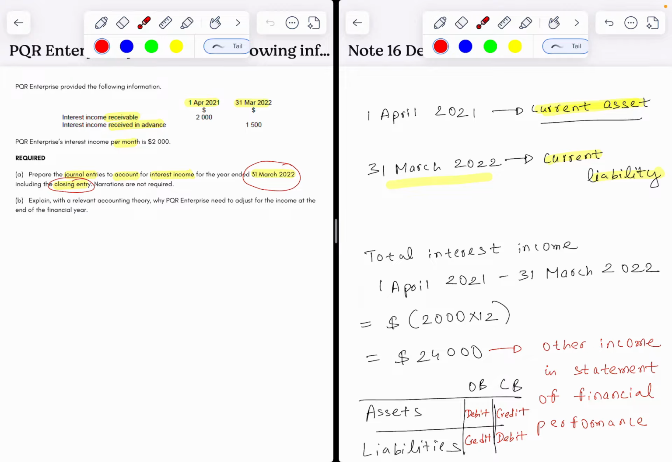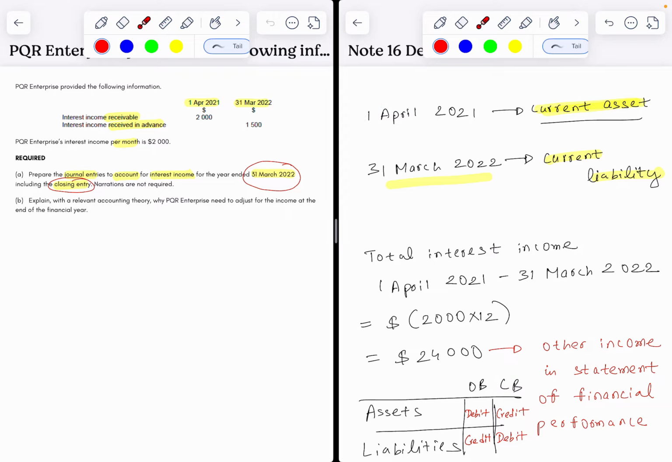So let's begin. PQR Enterprise provided the following information. So at 1 April 2021, we are given the interest income receivable of $2,000. Now, at the beginning of the year, we have been provided with a current asset. Why is this a current asset? This interest income receivable refers to income that we have earned in the previous financial year ending 31 March 2021. But in the previous financial year, we didn't receive this income in cash. In this new financial year, starting 1 April 2021, we expect to receive this cash, okay?